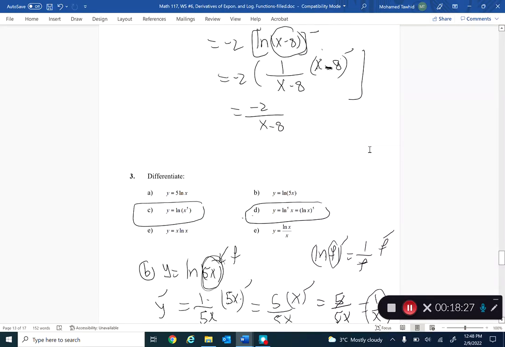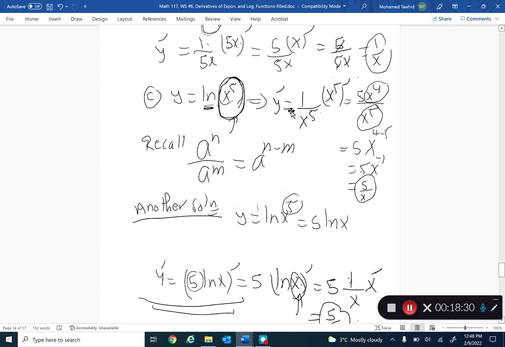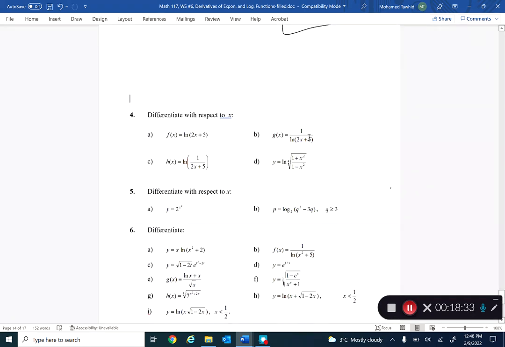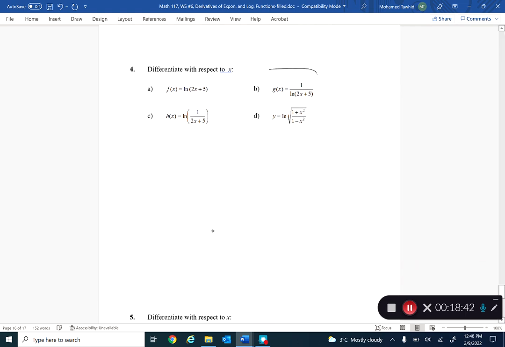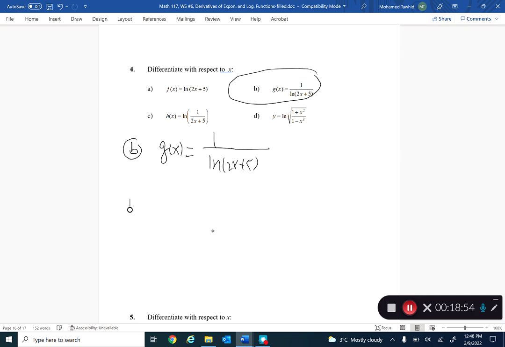So maybe the other one here, it's a kind of quotient rule. Maybe I move to the other problem here. So number 4, if I try to solve number 4, maybe I solve this problem here, b. It's easy. So let us solve b. What is your b? g of x equals 1 over ln(2x plus 5), right? So if you read that loud, 1 divided by ln(2x plus 5). So when you see divided, quotient rule, and you have log here, you have to apply the quotient rule and also the formula of the derivative of ln, right?